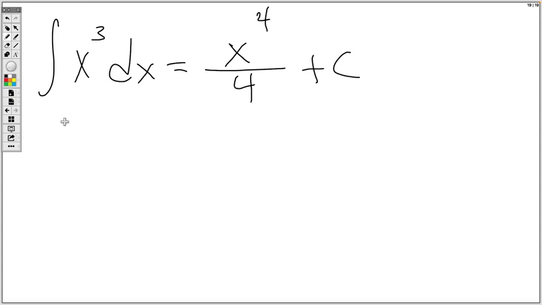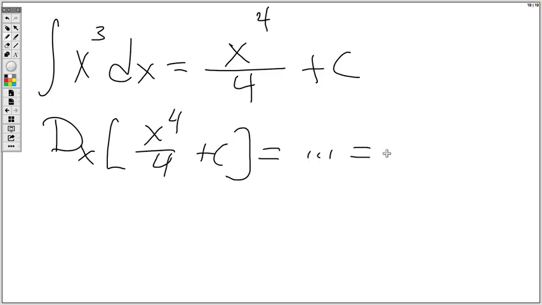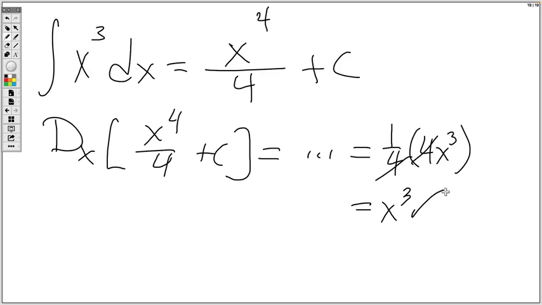And what's the ultimate check? Take the derivative. The plus c, that's going to go to 0. That 4 is a what? Constant. So I can factor it out. That's going to come out as a what? Since it's in the denominator, it's going to be a 1/4. What's the derivative of x to the 4th? 4x cubed. By golly, I get x cubed. Make sense or not, folks?